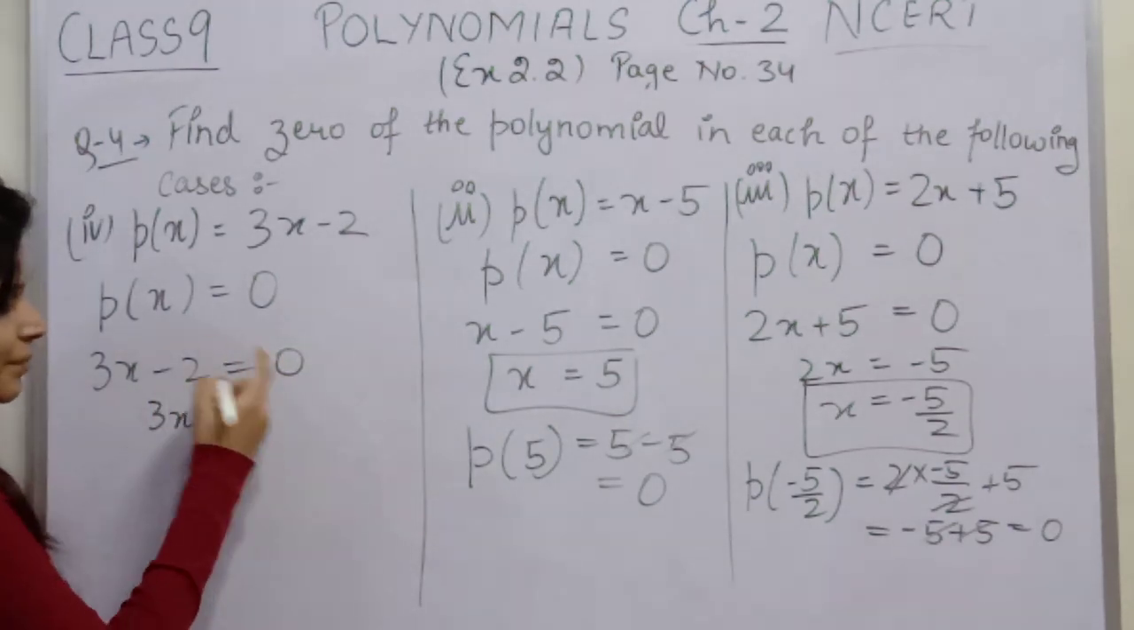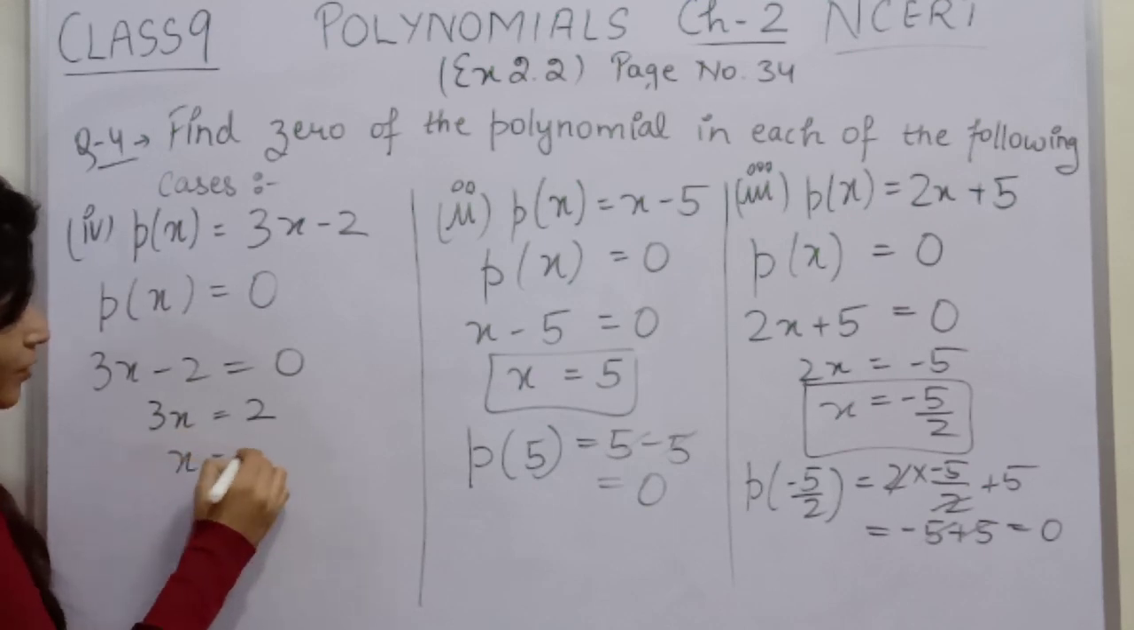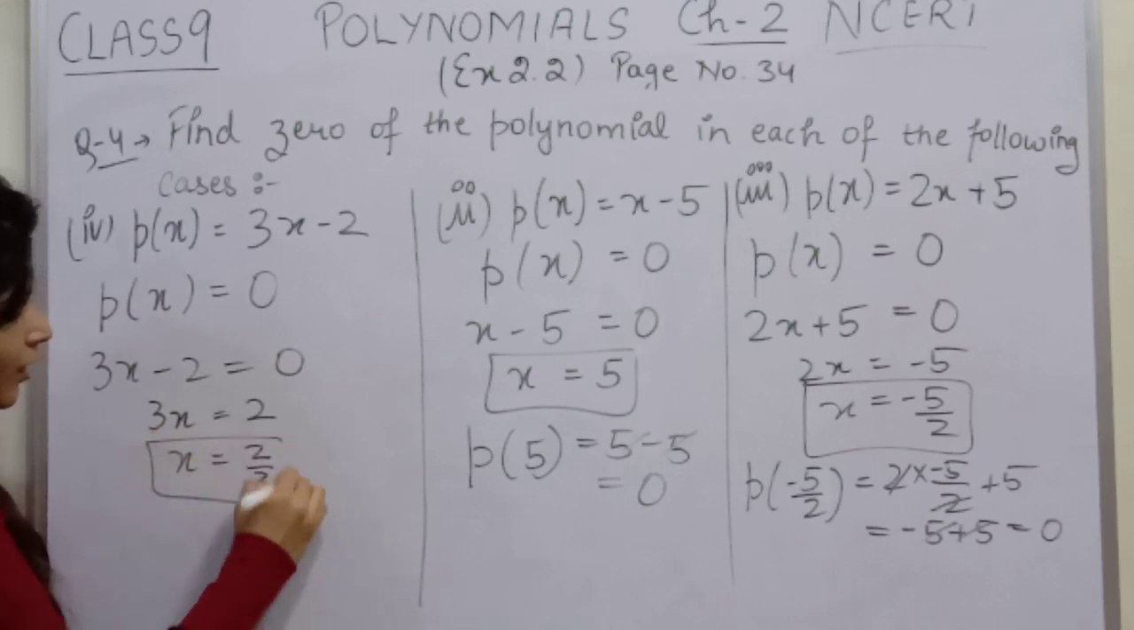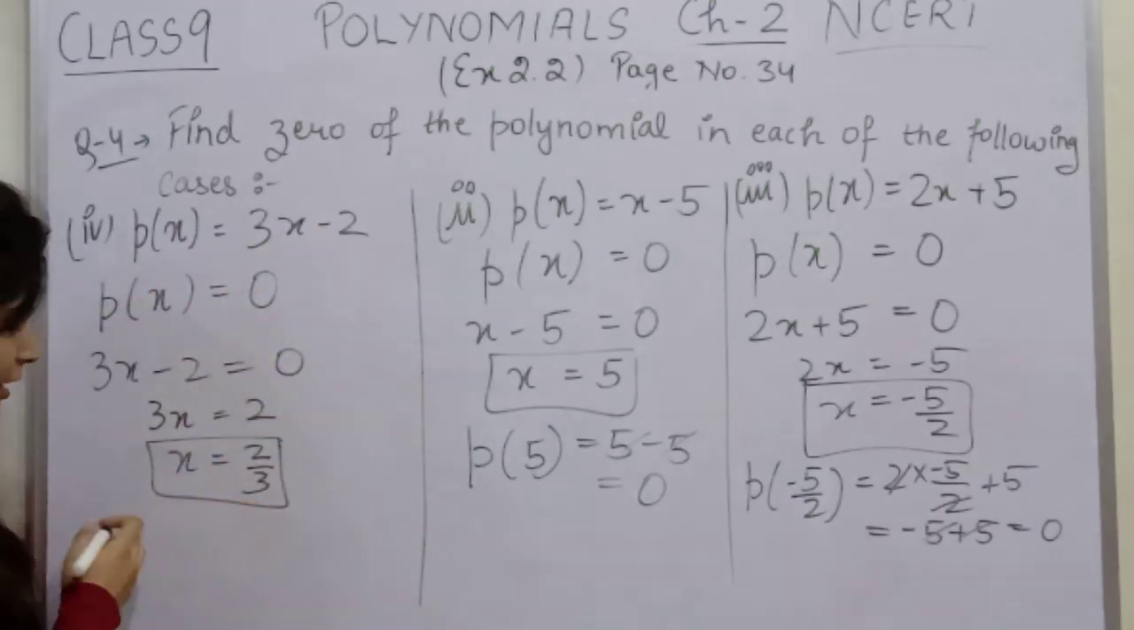So first, 2 will be transposed, it will become positive 2. Then 3 will be transposed and it will be 2 upon 3. So for this value of x, this polynomial will be 0.